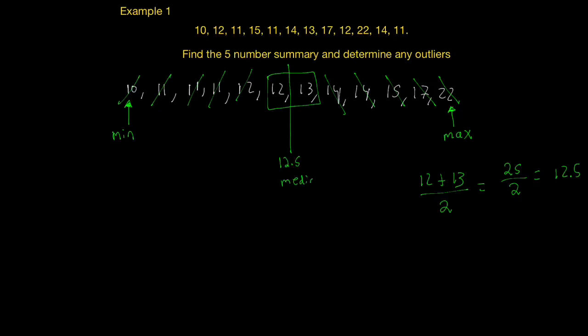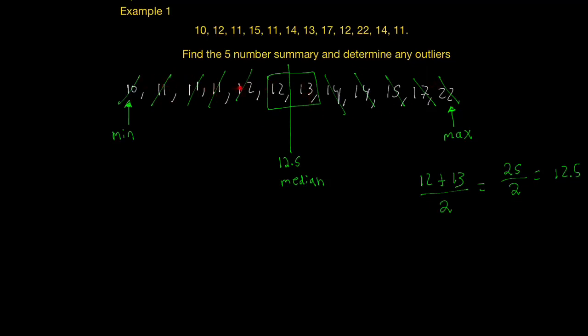And now we have to get Q1 and Q3. To get Q1, we're going to have to get the median of the lower half. And to get Q3, we're going to have to get the median of the upper half. Since we had two medians, one of them is going to go on the left, one of them is going to go on the right.